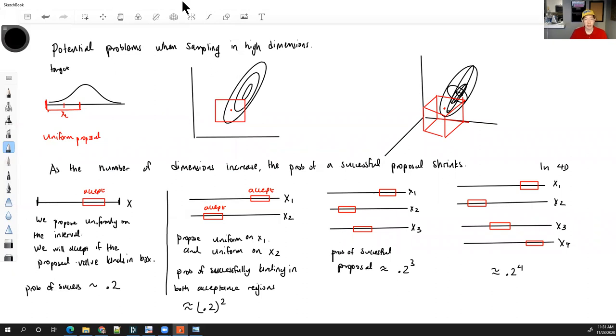Does that kind of make sense? As I increase the dimensionality of the target distribution, if our target distribution ends up in higher and higher dimensions, then it gets harder and harder to propose a value that's going to get accepted. Because if x1, x2, and x3 are all being proposed independently, I might get x1 right, and x2 right, and x3 right, but then if I get x4 wrong, this entire proposal gets thrown out. So when you're working in high dimensions, if you try to propose all values at the same time, the probability of a successful proposal gets really low.